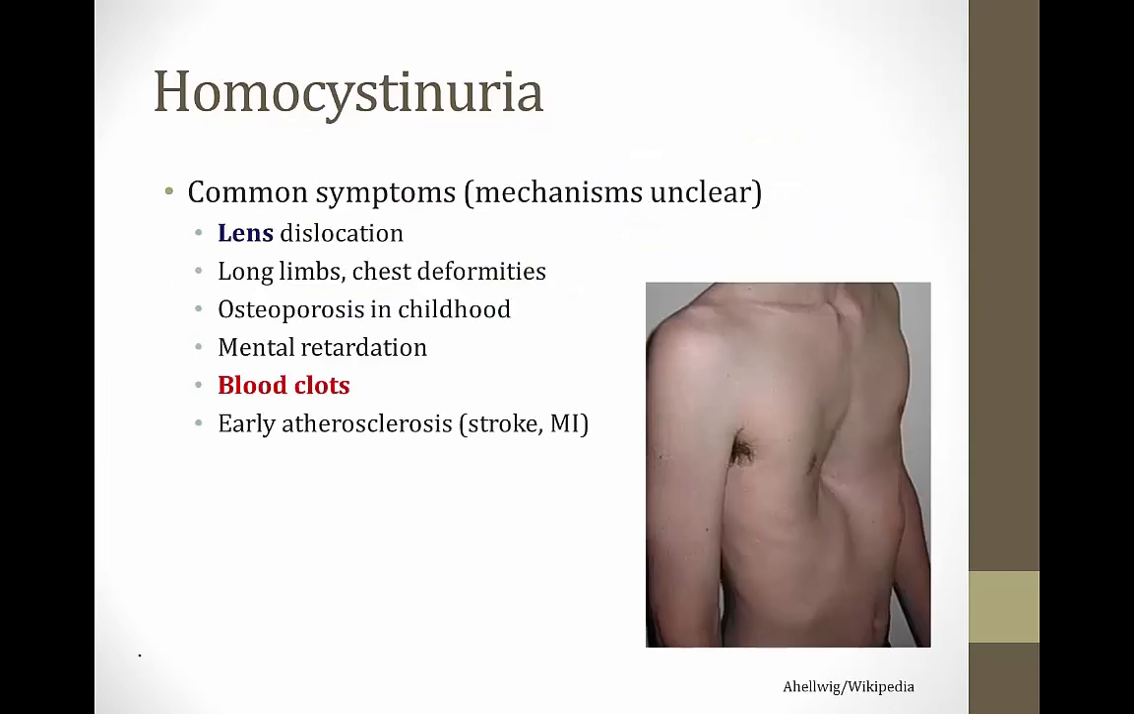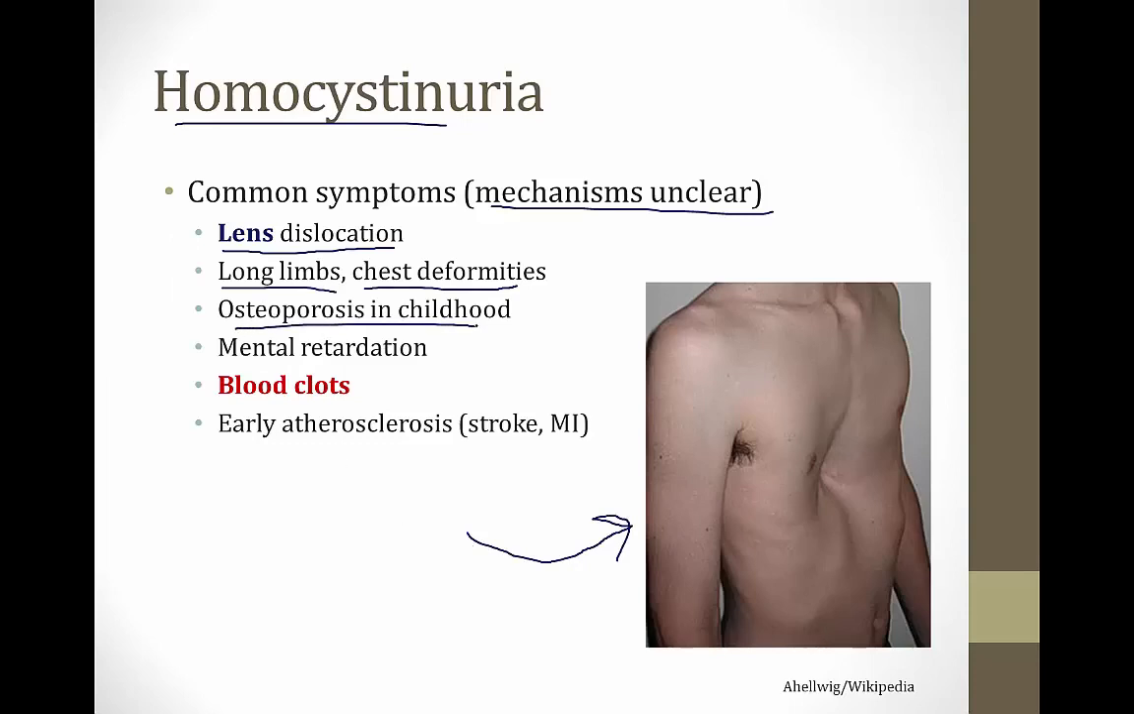Patients who have very high elevations of homocysteine levels and homocystinuria have a common set of symptoms they display. The mechanism of these symptoms is unclear. The first one is dislocation of the lens of the eye. These people often have vision problems. They can have very long arms and legs, and they may have deformities of the chest wall. This is a picture of a patient with pectus excavatum. That's a characteristic deformity seen in high levels of homocysteine.